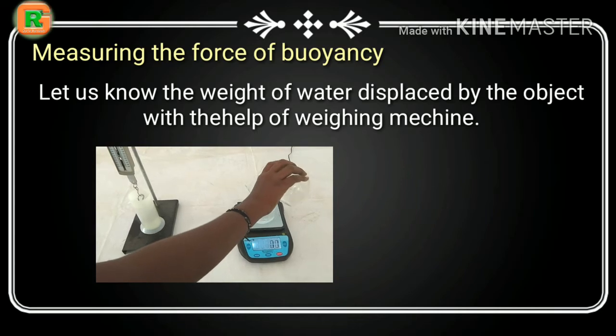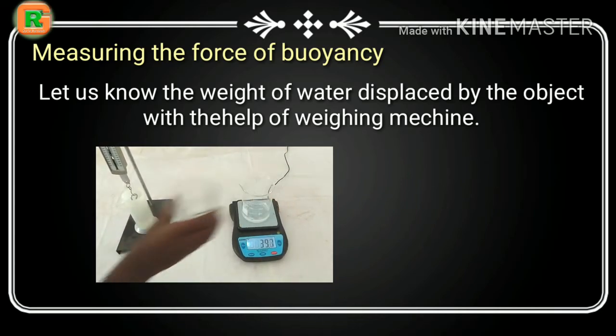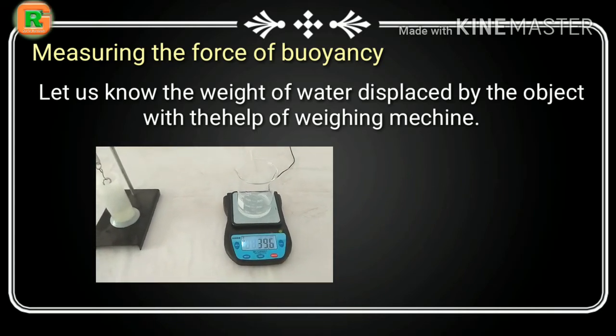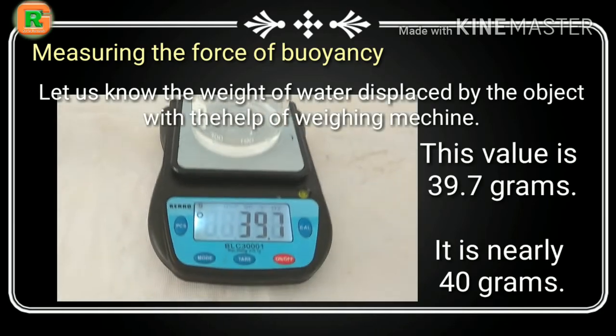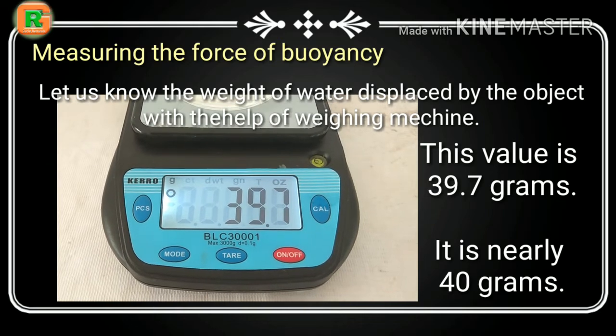Let us find the weight of the water displaced by the object with the help of the weighing machine. This value is 39.7 grams. It is nearly 40 grams.